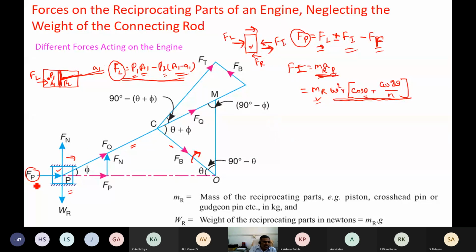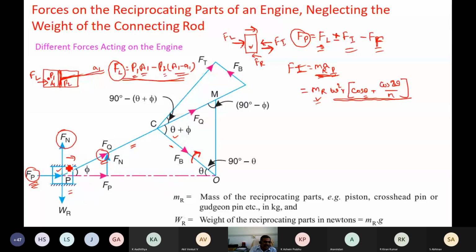So now we calculated the value of Fp. This force will be transmitted to the crank. So that will be acting along the connecting rod. That is Fq, the force acting on the connecting rod. Then that will be acting on the crank also. So that is resolved into two components. Because of Fp there is a force Fq. Similarly, there will be a force perpendicular, in the vertical direction, that is Fn.